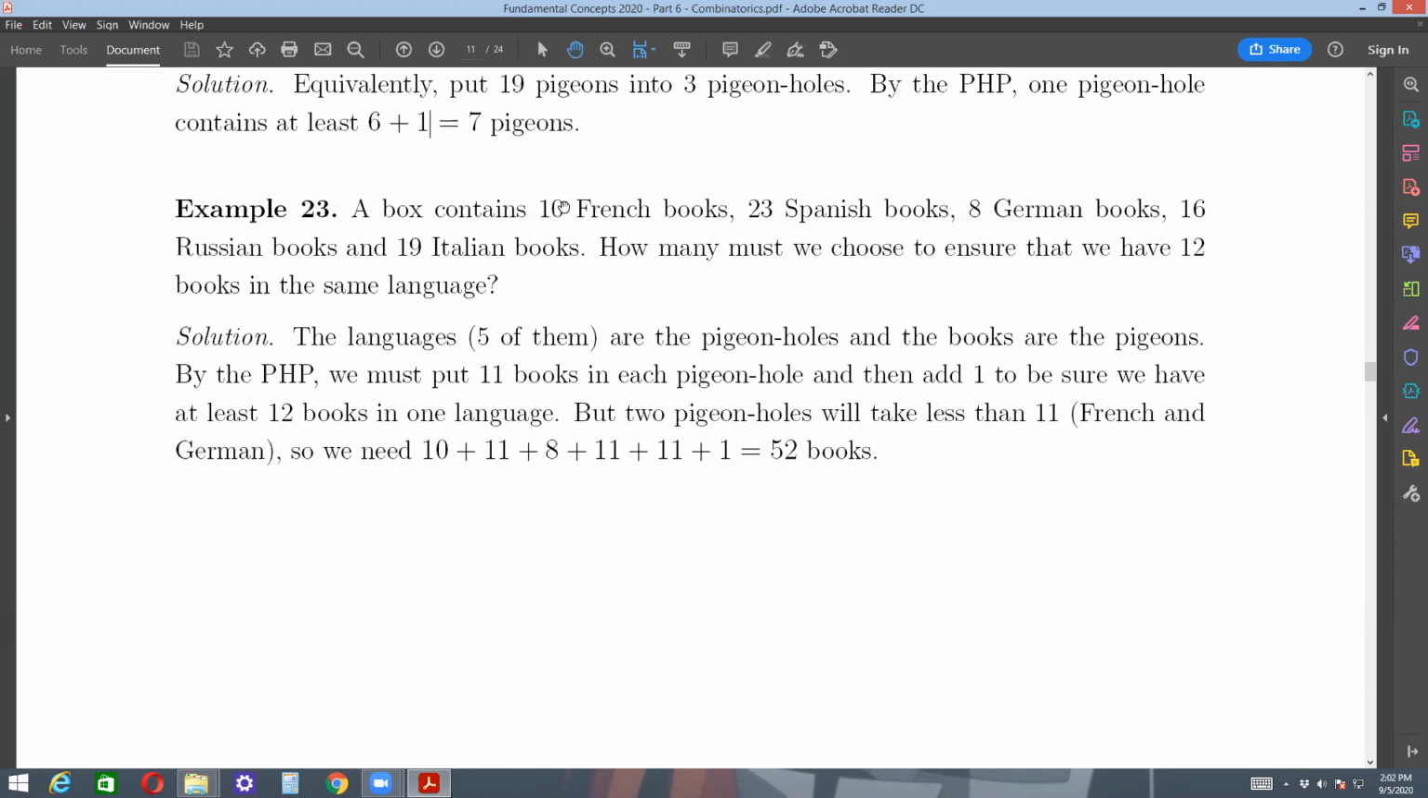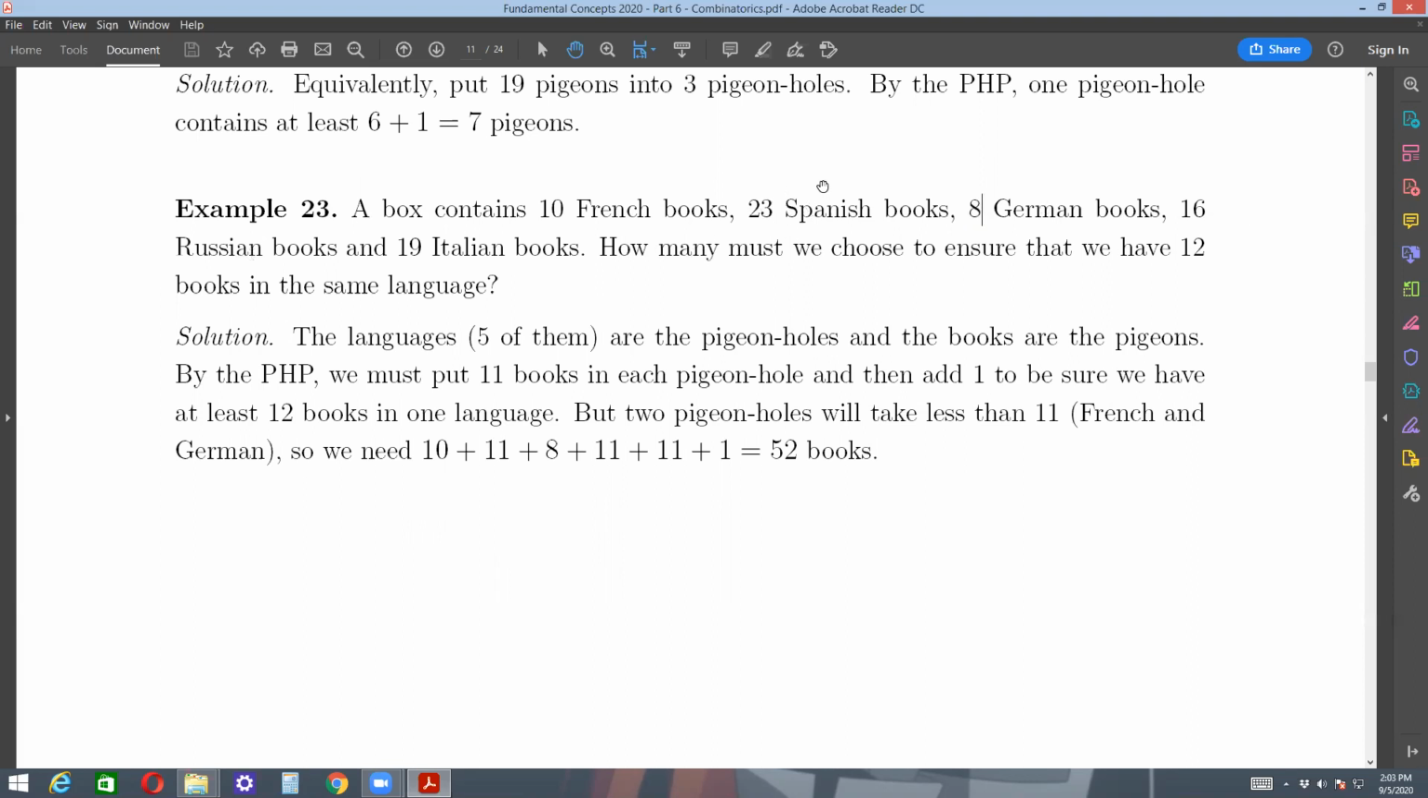So when we count, we're going to have to assume that these 10 and these 8 are included, because it's possible to include them and not have 12. This isn't really the pigeonhole principle, it's more kind of logical, but you could see how it works if you think about it from the pigeonhole point of view. If you want to have 12, you must have 11 and an additional 1. So these 2 take less than 11, and you need to include those, and then you include 11 Spanish and 11 Russian.